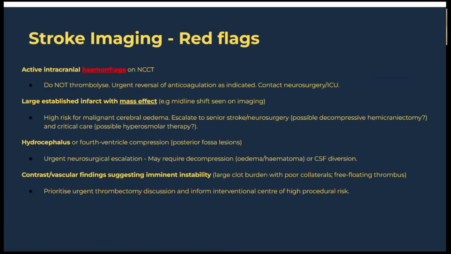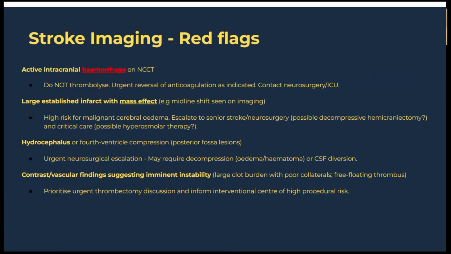So some red flags to be aware of on stroke imaging. It's probably most important to be aware of the signs on a non-contrast CT because that's what you'll see most often. If you see an active intracranial hemorrhage, first thought is to not thrombolyse. You need to urgently reverse any anticoagulation, like warfarin, any of the DOACs, things like that. They need reversal immediately, and contacting neurosurgery as soon as possible and intensive care as well.